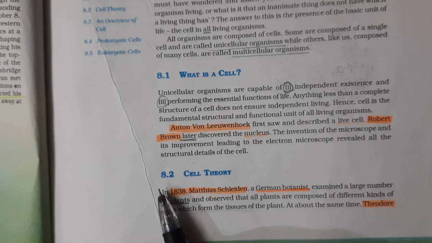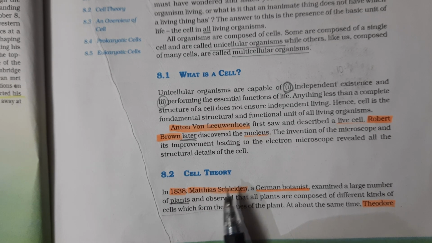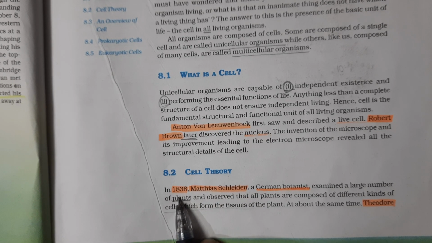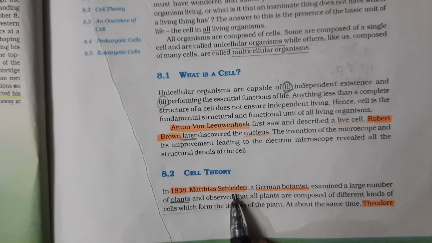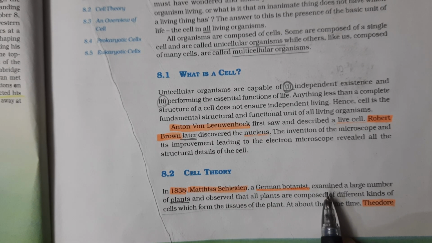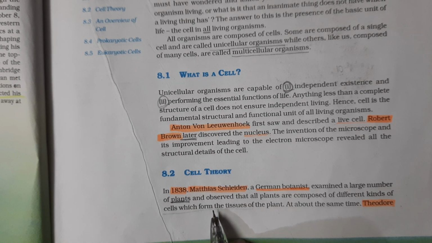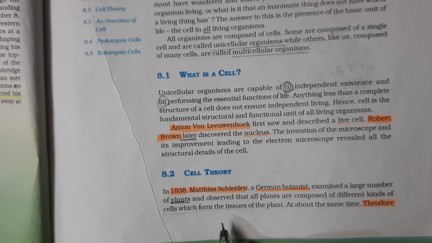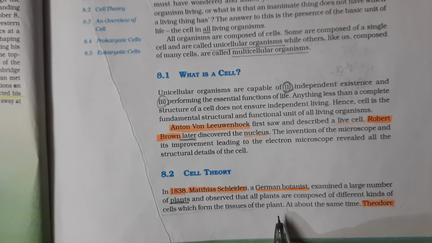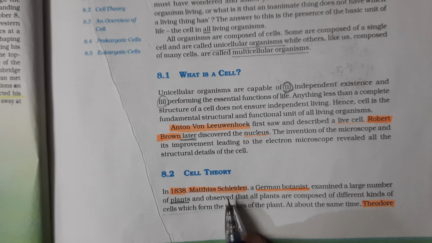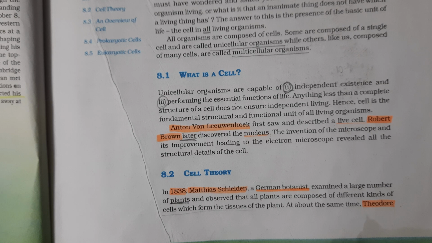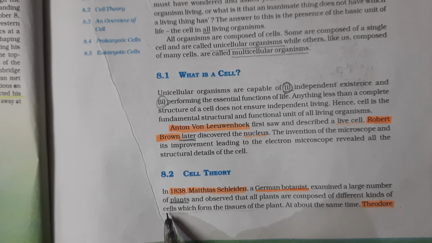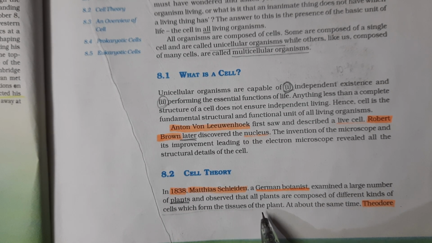Then 8.2 Cell Theory. In 1838, Matthias Schleiden, a German botanist, examined a large number of plants and observed that all plants are composed of different kinds of cells which form the tissues of the plant. So, Schleiden was a botanist who studied plants, and he said that all plants are composed of different kinds of cells which form the tissue.